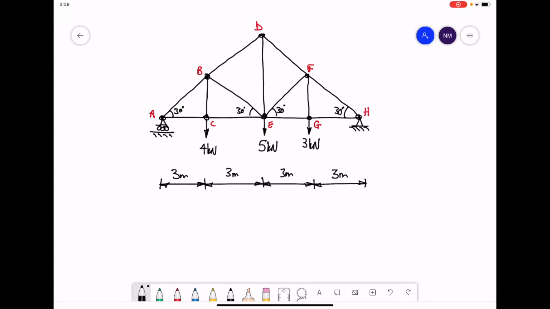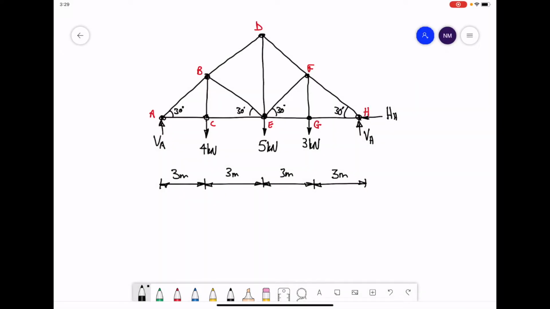Here we have our framework with forces applied, and the first part we'll do will be to draw a free body diagram, replacing the fixed support with two forces and the roller support with one force. Our free body diagram has been drawn, labeling the forces VA for the roller support at point A and VH and HH for the two forces at point H.